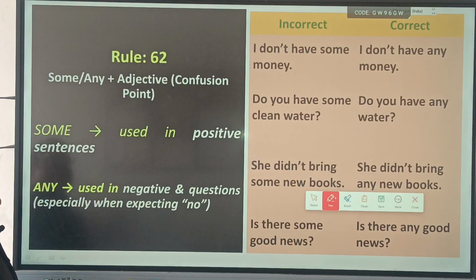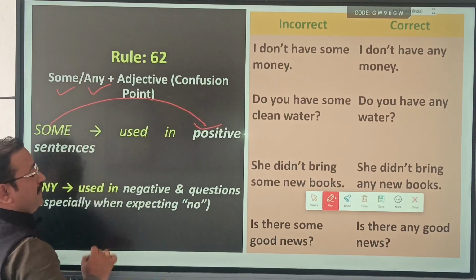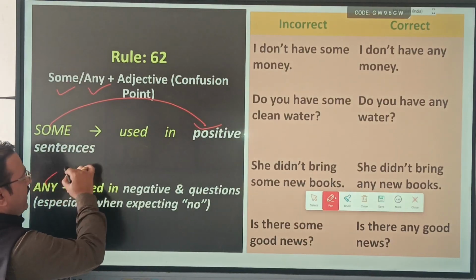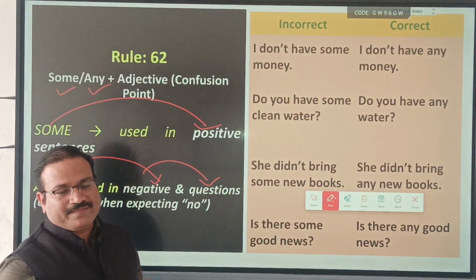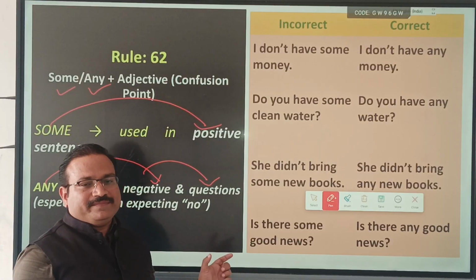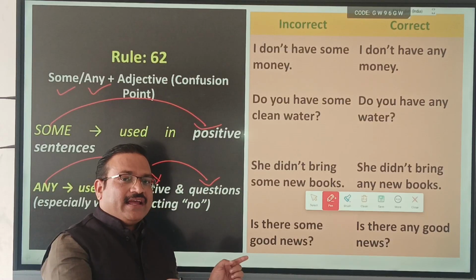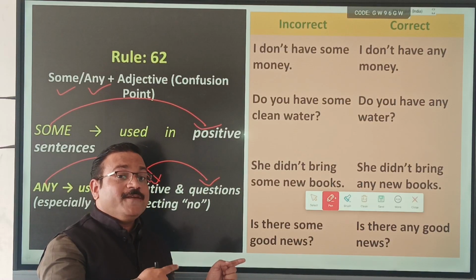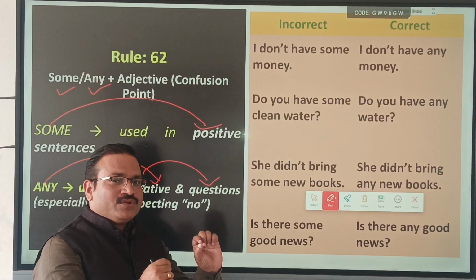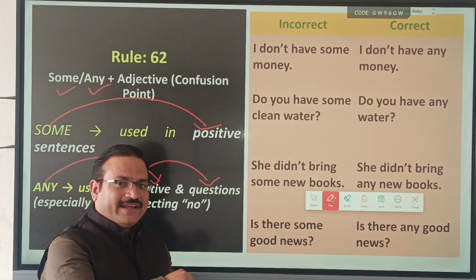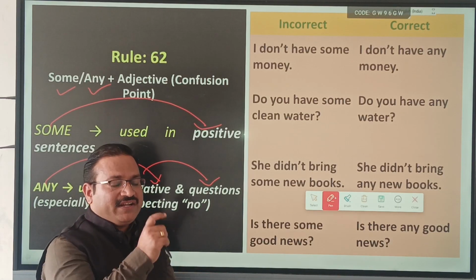The next rule says some and any. Some is used in positive sentences and any is used in negative and interrogative sentences. And this is the trap. Some is used in positive sentences, any is used in negative or interrogative sentences. In examination, what will they do? They will use opposites. In place of some, they will use any, and in place of any, they'll use some. That you have to catch.